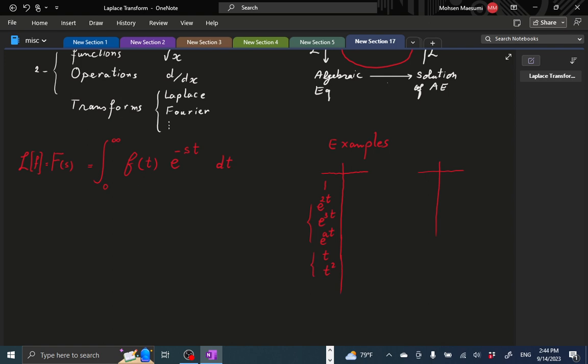Then we are going to look at the trig examples. Trig example will be say sine of 2t, or say cosine of 3t, and so on. So by trig here we just mean sine and cosine. Life is not going to be easy with respect to the rest of them, maybe not even defined.